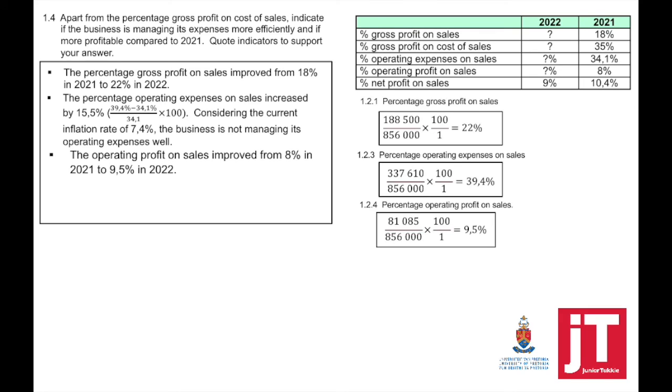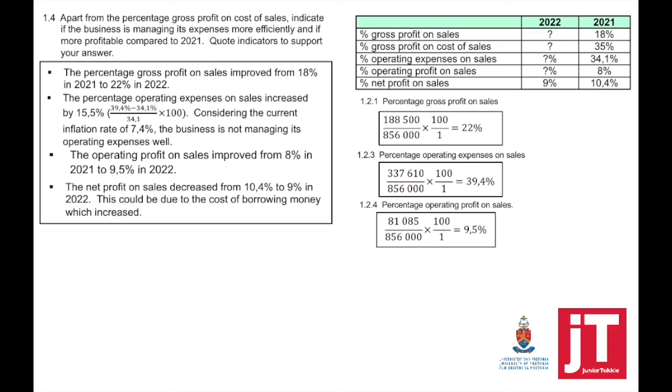If we're looking at the operating profit, it improved from 8% in 2021 to 9.5% in 2022. If we look at the net profit on sales, it decreased from 10.4% in 2021 to 9% in 2022. This could be due to the cost of borrowing money which increased. It's just a possibility, but there could be other contributing factors as well. Just remember, compare last year with this year. Indicate the trend.